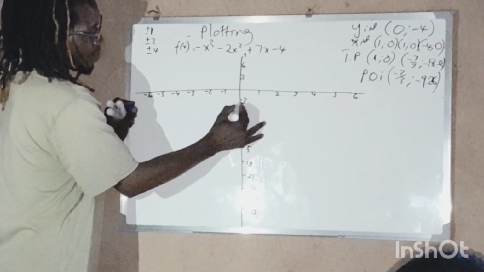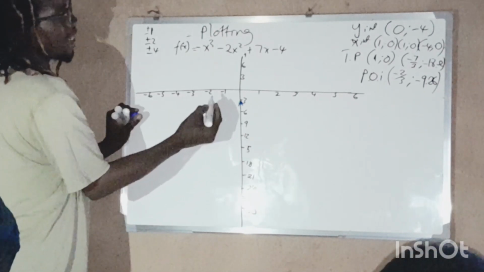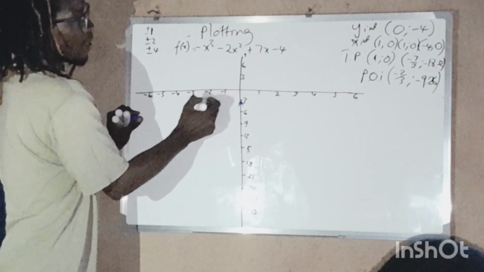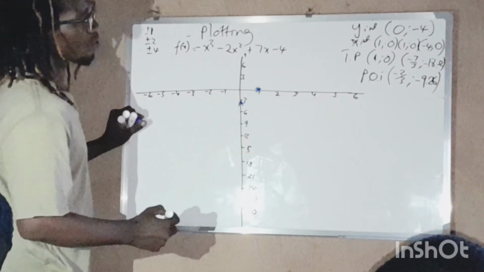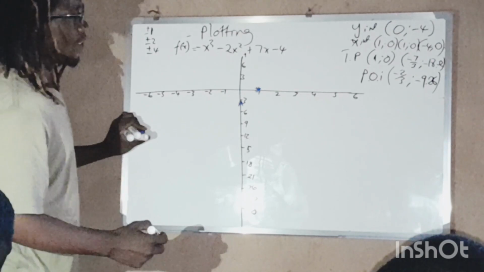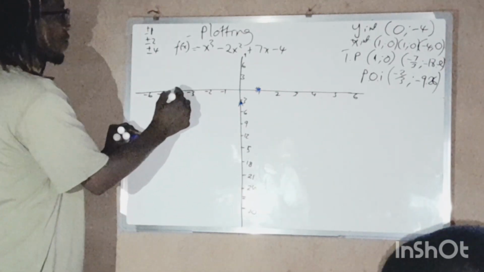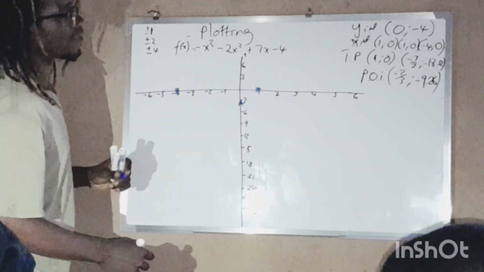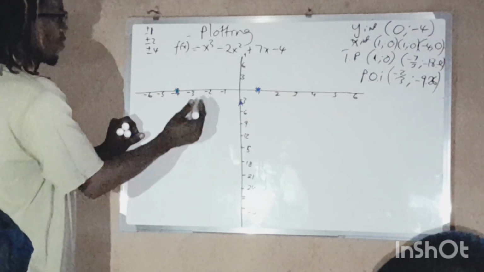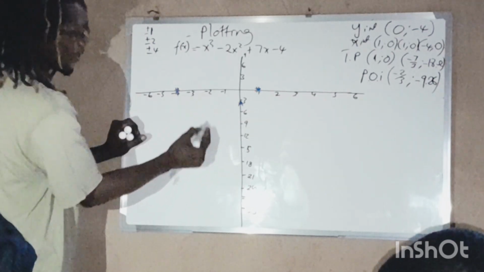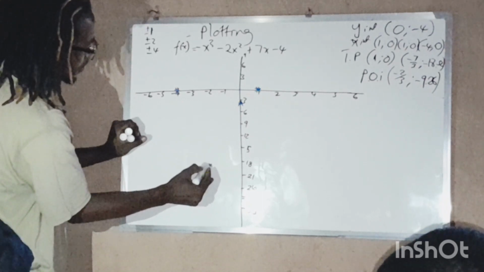So this is our y-intercept, right? And then it is turning at 1 and 0. So it is turning here. And the x-axis is also -4 and 0. What about the turning point? So (1, 0), and that one is -7/3 comma something, right? And -18. So somewhere here, right?